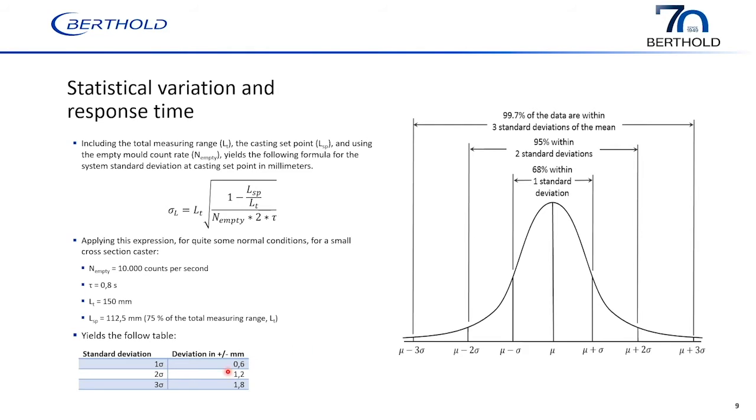If we look at 2 sigmas, that corresponds to 95% of the casting time. We will have a deviation of plus minus 1.2 millimeters. And 3 sigmas, which corresponds to 99.7%, which I would say is all the time, we will have a deviation less than plus minus 1.8 millimeter. So by having this expression here and knowing some values about your caster, you're able to calculate your theoretical deviation.